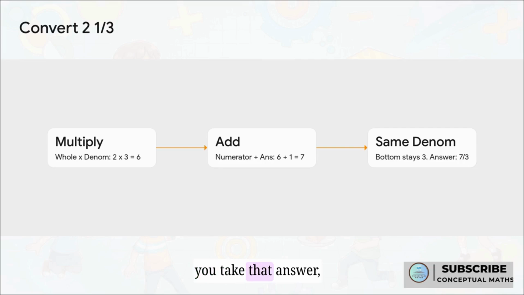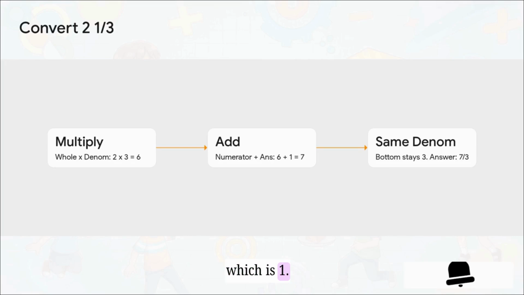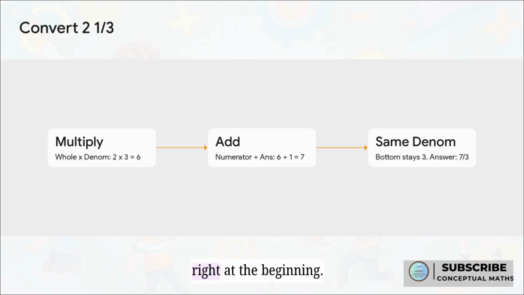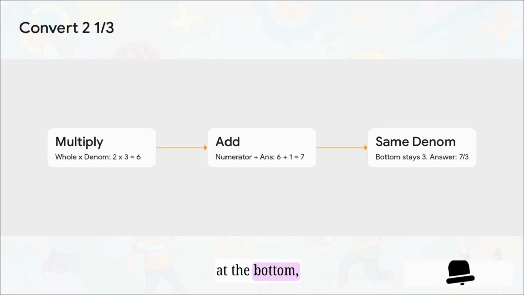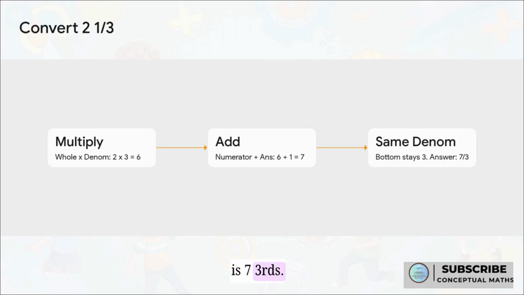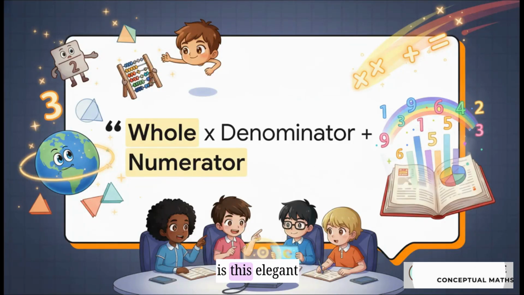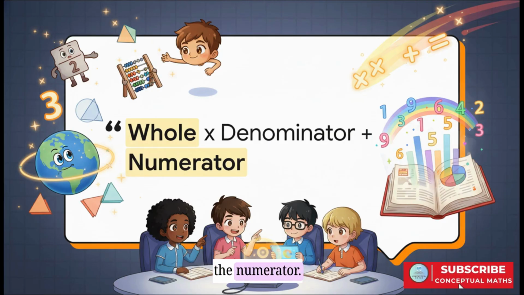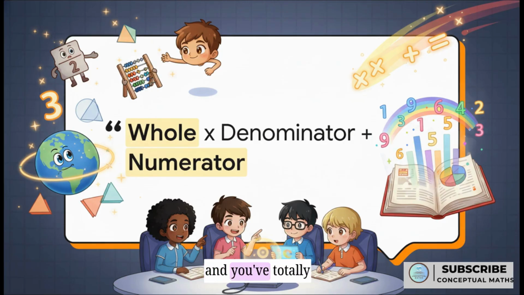Step 2, you take that answer, 6, and you add the top number, our numerator, which is 1. 6 plus 1 gives us 7. And finally, step 3, the denominator stays exactly the same as it was right at the beginning. So that 3 at the bottom, it just stays a 3. Put it all together, and our final answer is 7/3. So the crucial point is this elegant little formula. Whole number multiplied by the denominator plus the numerator, keep the bottom number the same, and you've totally got it.